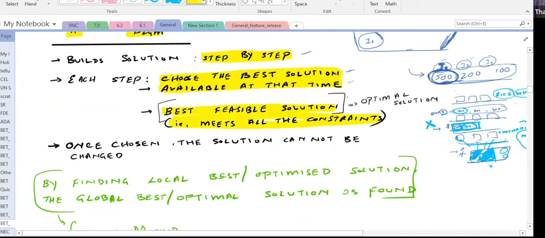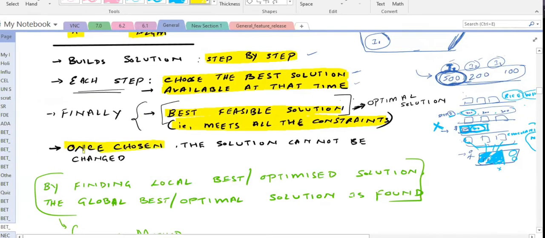Finally, after you have finished all the steps, what will you achieve? You will achieve the best feasible solution, which meets all the constraints. Once chosen at every step, whatever choice you make, the solution cannot be changed.